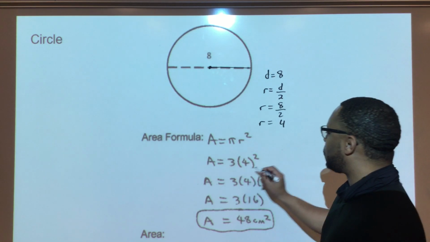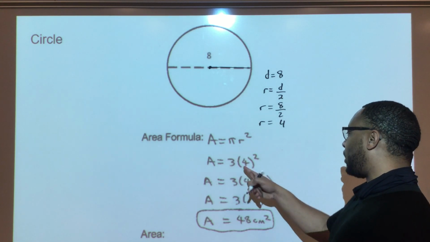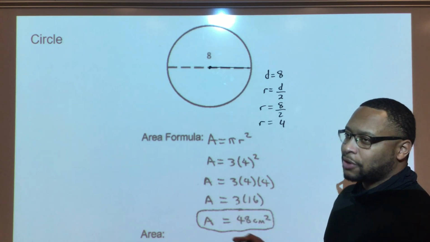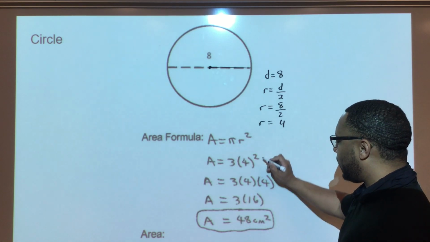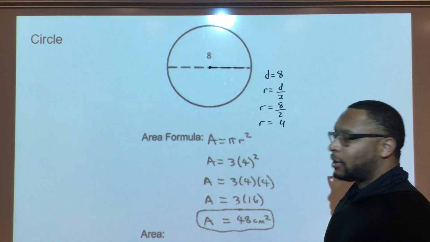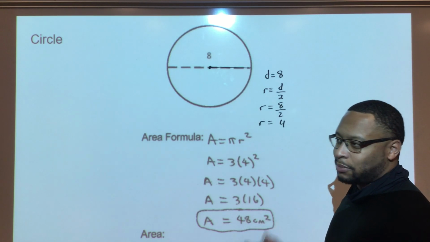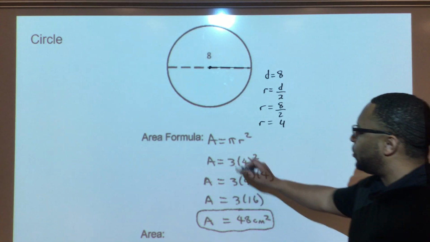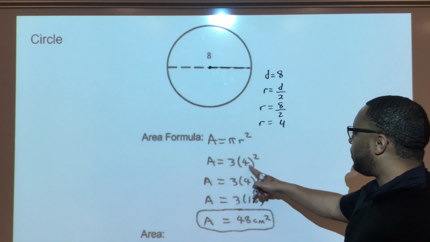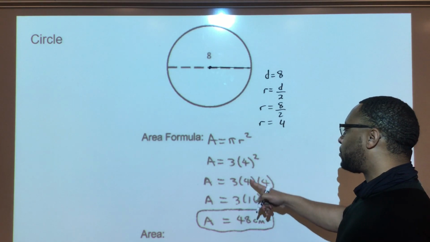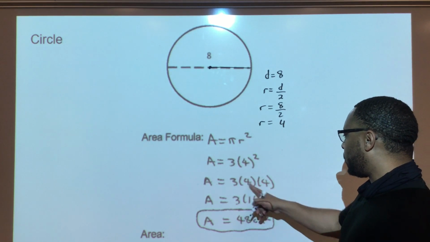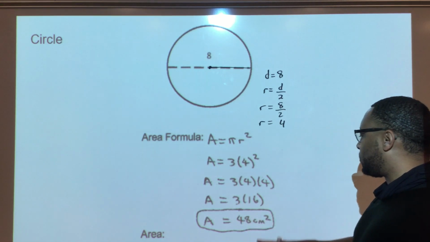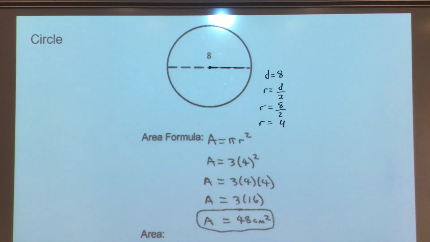A lot of times when you're trying to do 3.14 times 4 squared, that definitely is a lot more work than just using 3. And 3 is close enough to 3.14 that, again, if you do it this way, you'll get so close to the answer, if it's multiple choice, that you'll know which answer to choose. So we're just estimating here, using 3 for pi. Remember, 4 squared is not 4 times 2, it's 4 times 4. 4 times 4 gives me 16. I use 3 as the estimate for pi, and that gives me approximately 48 square centimeters.